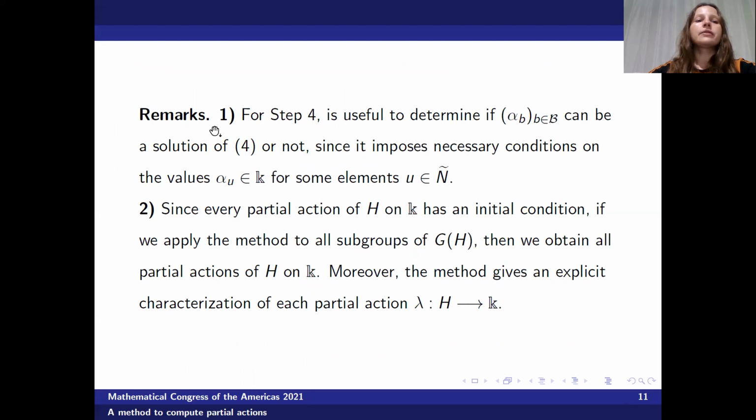Now, we have some remarks. First, for step 4, it is useful to determine if alpha B can be a solution of system 4 or not. Second, since every partial action of H on K has an initial condition, we apply the method to all subgroups of G of H. Then we obtain all partial actions of H on K.